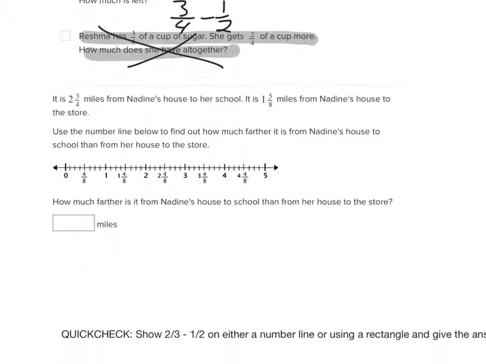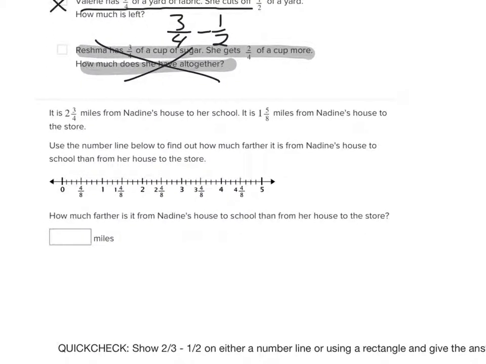Okay, last question. It is 2 3/4 miles from Nadine's house to her school, and it's 1 5/8 miles from Nadine's house to the store. Use the number line below to find out how much farther it is from Nadine's house to the school than from her house to the store. That is a subtraction problem. We've got to put both of those numbers on the number line.